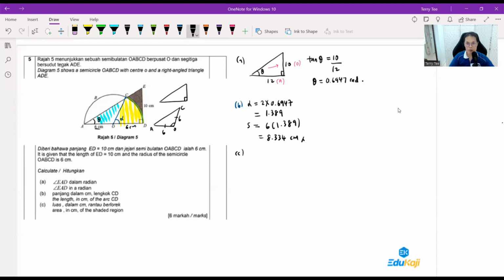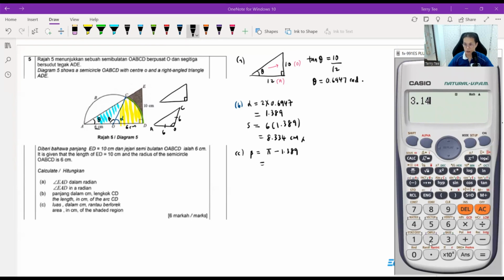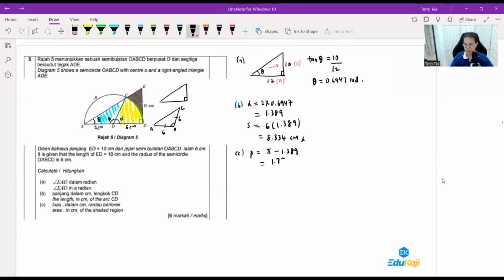But I need to find angle AOC. Well, your AOC, you can call it beta. AOC is your beta, up to you. You can just write AOC here. It is just 180 minus alpha, 1.389. 180 because it's a straight line, but I can't use 180 here because this is in radian. Normally in SPM, they'll ask you to use 3.142 minus 1.389. My answer is 1.753. Now this is in radian. So then you have to minus one more sector of circle, the yellow one.